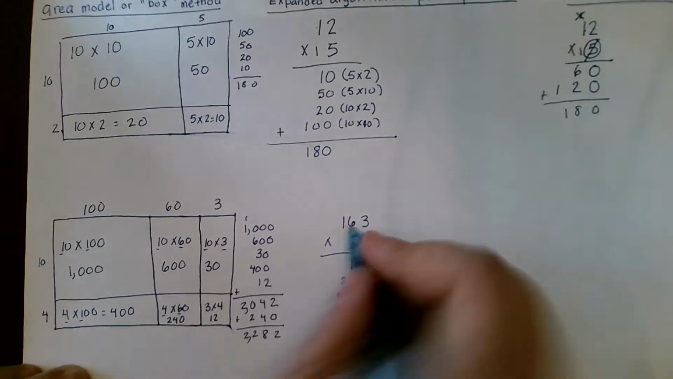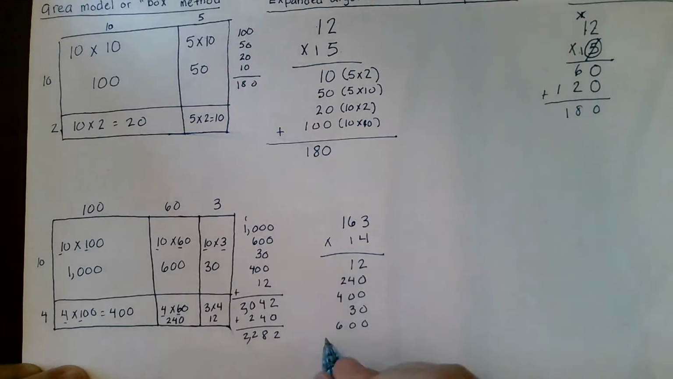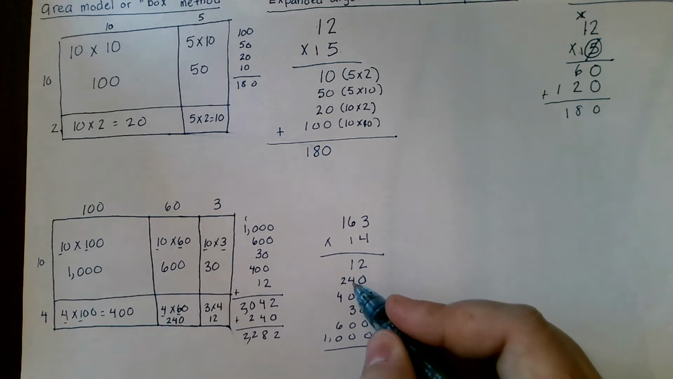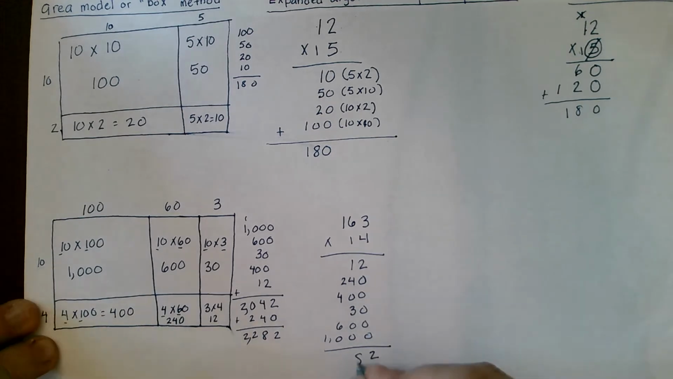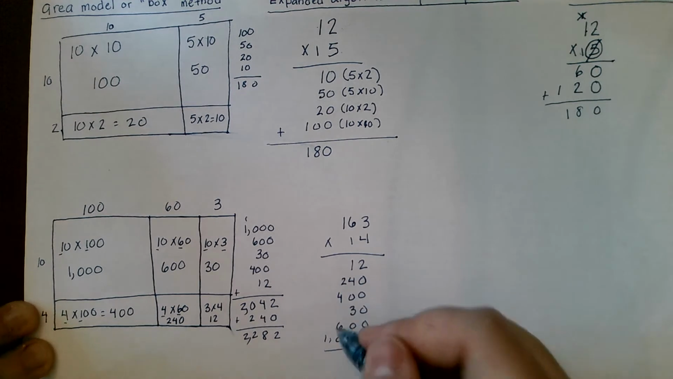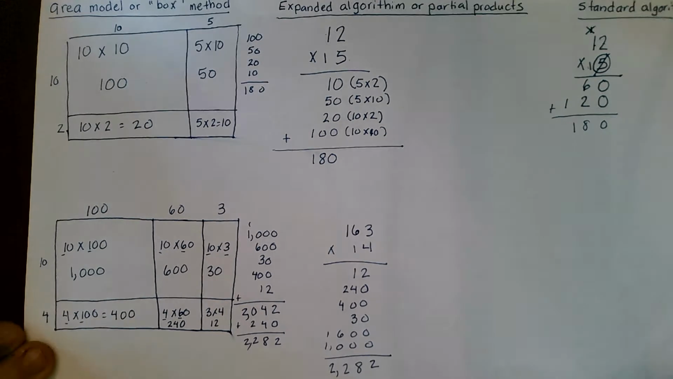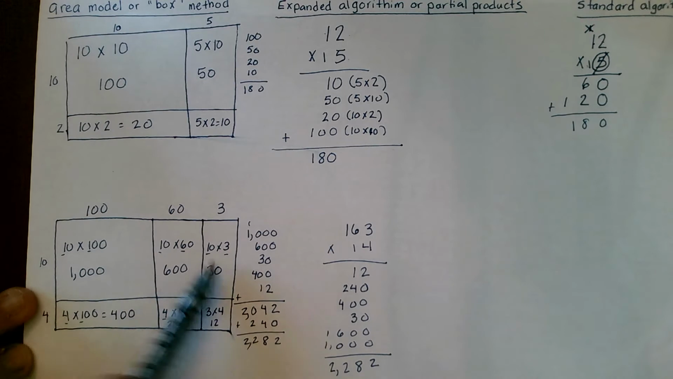10 times 6 is 600. 10 times 10, I'm sorry, 10 times 100 is 1,000. So then we'll have 2 and 4 plus 1 is 5, plus 3 more is 8, and 2 plus 4 is 6, plus 6 more is 12, and we got the same answer. And again, we can see these broken down products over here in this one.